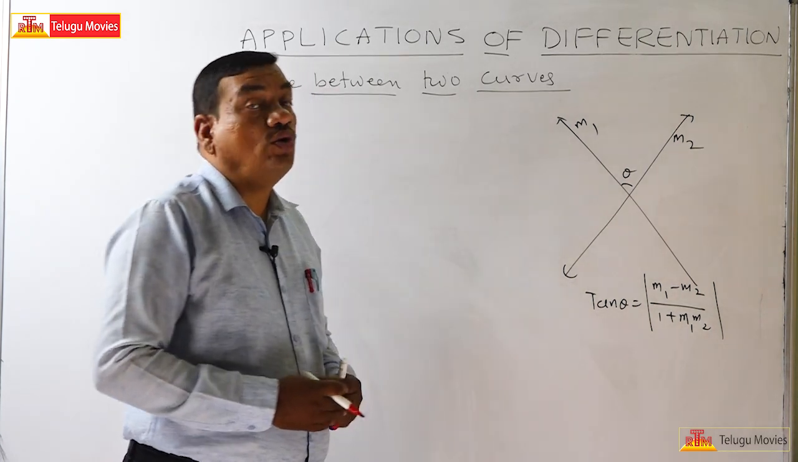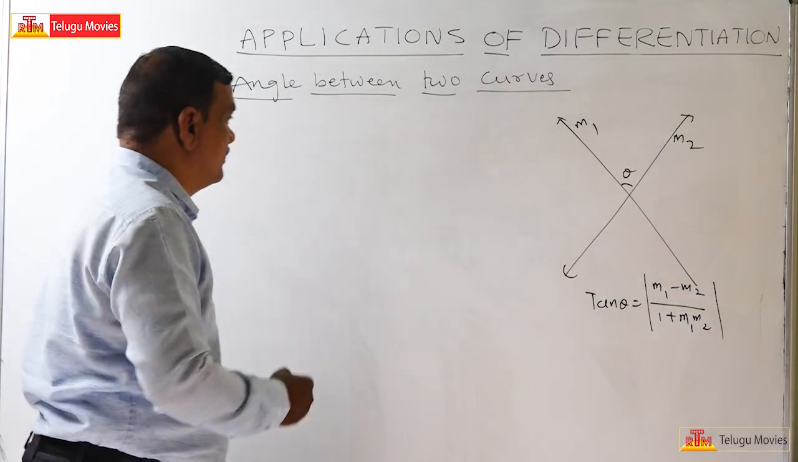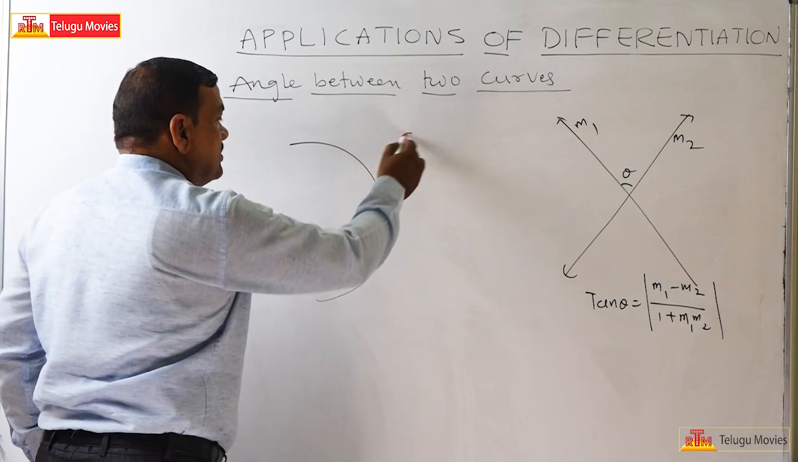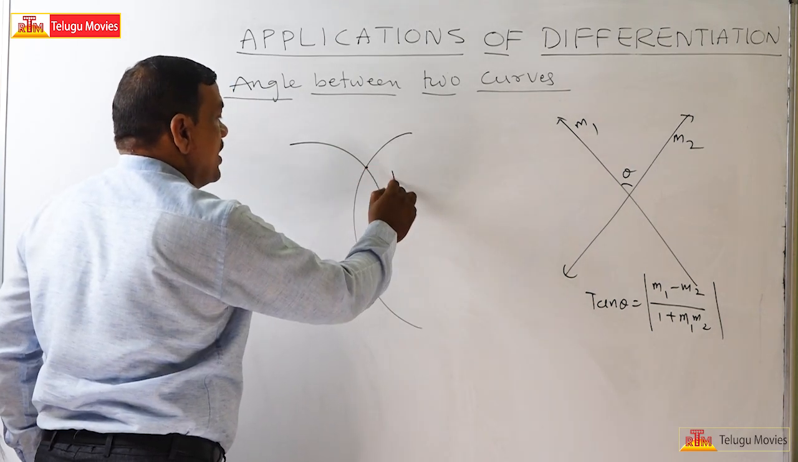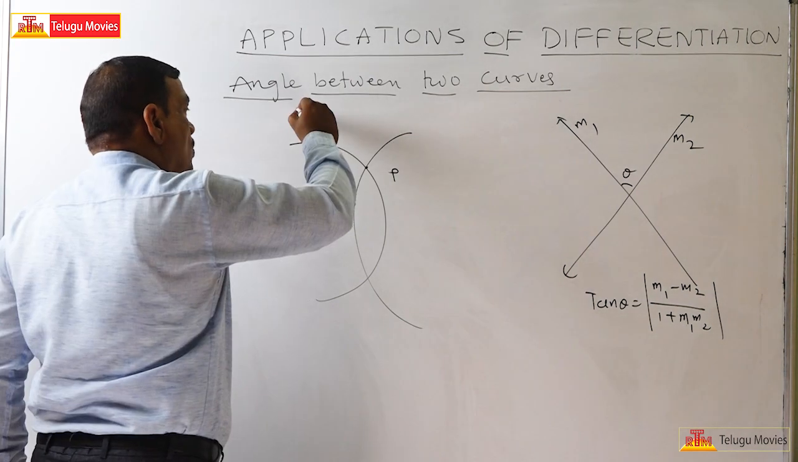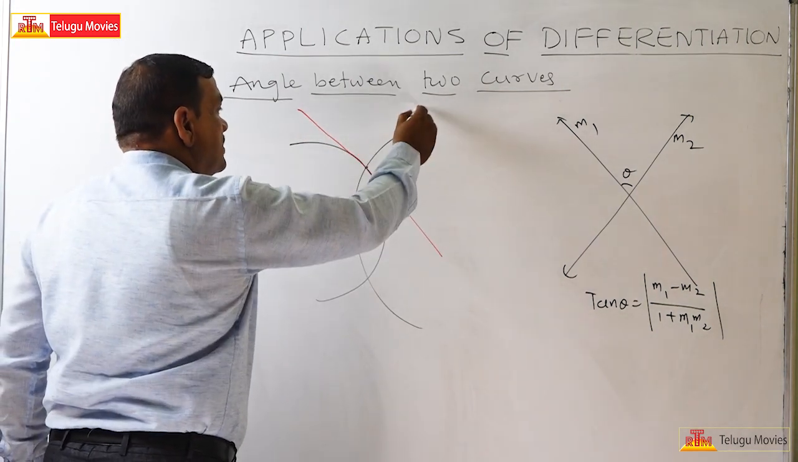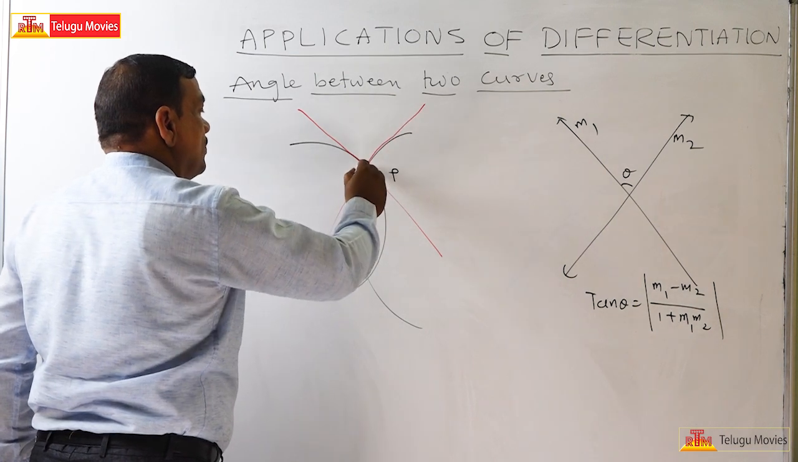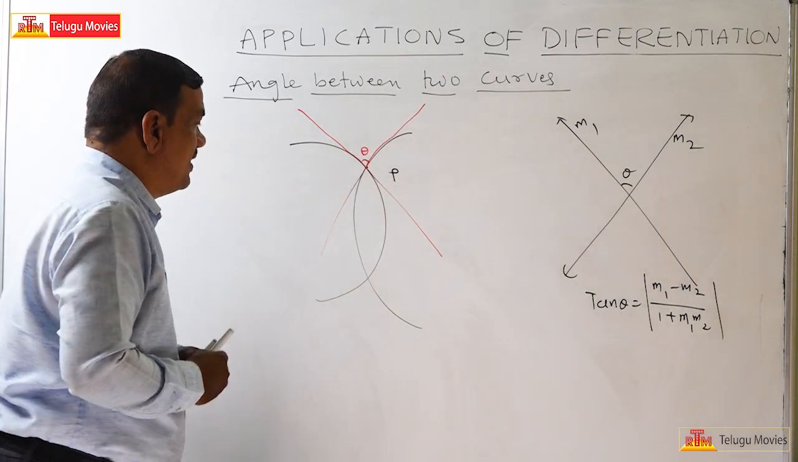So here also we will apply the same concept. Let us take two tangents intersecting at a point P, one for the first curve and one for the second curve. Theta is the angle between them.